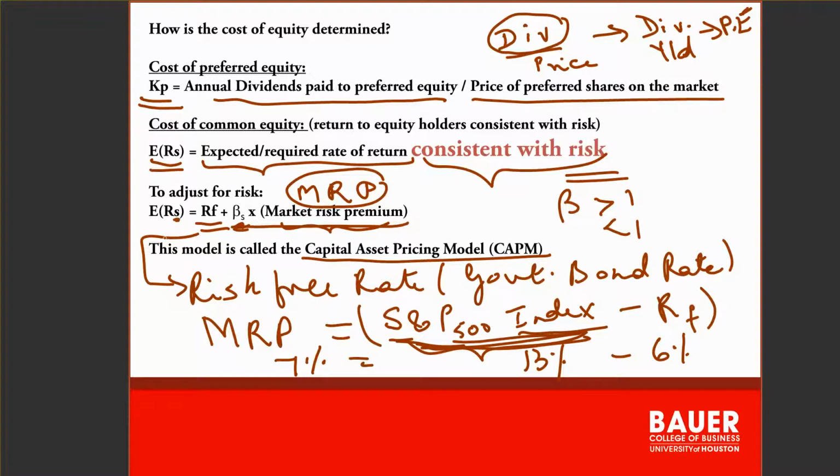We'll talk more about what this beta stands for, but that's the mechanics of it. And this whole process is called the capital asset pricing model. Betas are published, and you can access betas. The risk-free rate and the market risk premium are also generally published, given to you.